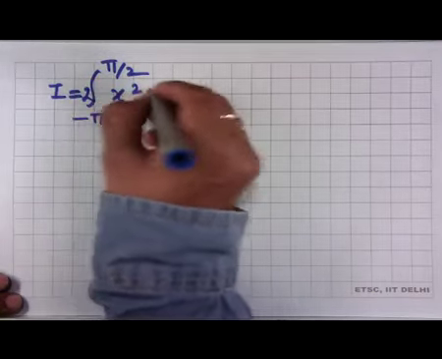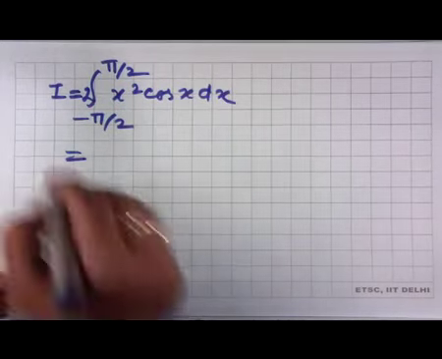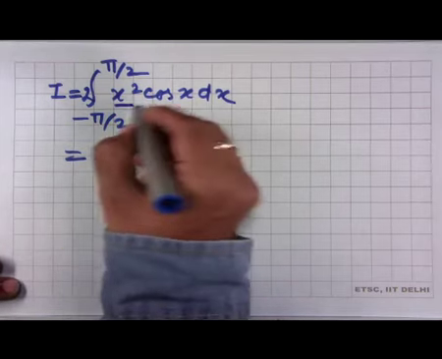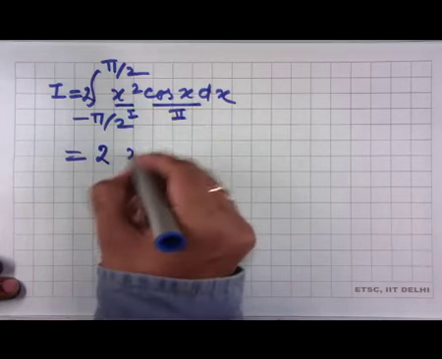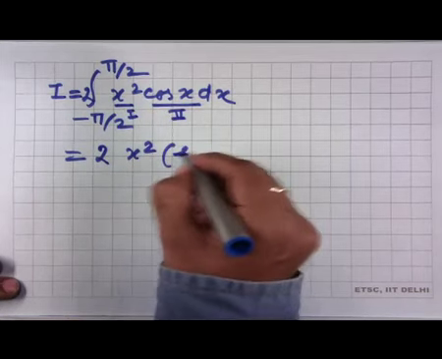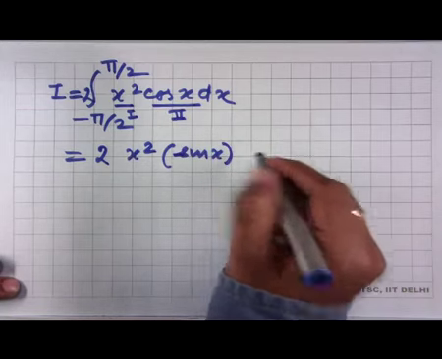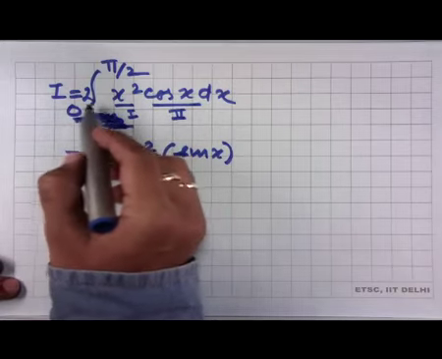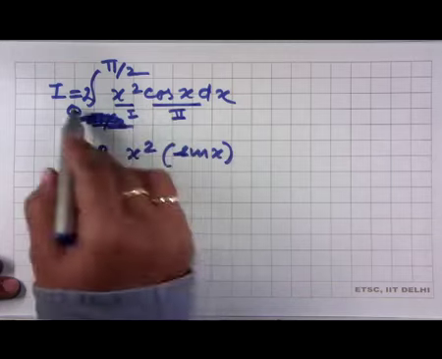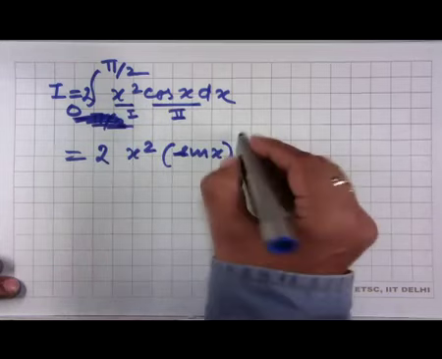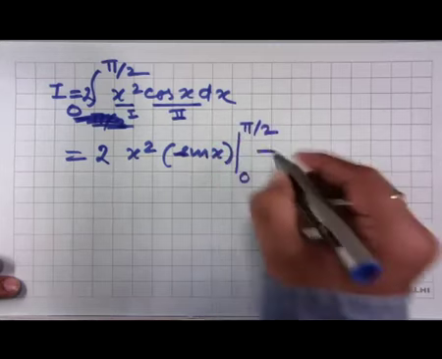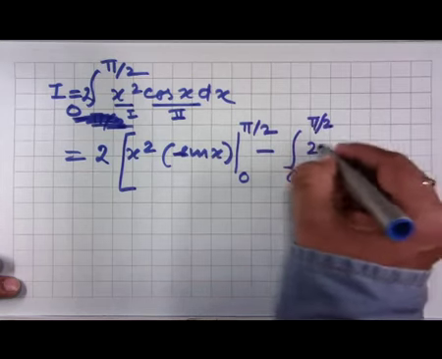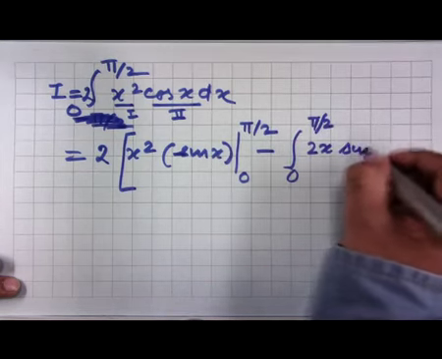twice of the integral of x square cos x dx. You need to integrate it by parts. Take x square as the first function and cos x as the second function. Integral of the second is sin x. So twice of 0 to pi by 2 we got: first function into integral of second, 0 to pi by 2, minus 0 to pi by 2 2x sin x dx.